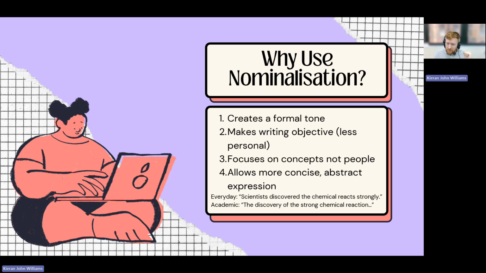So take this example that we've got on the screen. "Scientists discovered the chemical reacts strongly." That's fine, but it feels very everyday in its style. So if we nominalize, we get "the discovery of the strong chemical reaction." So this version focuses less on the scientists and more on the concept of discovery and reaction, which is what we usually want in academic writing.